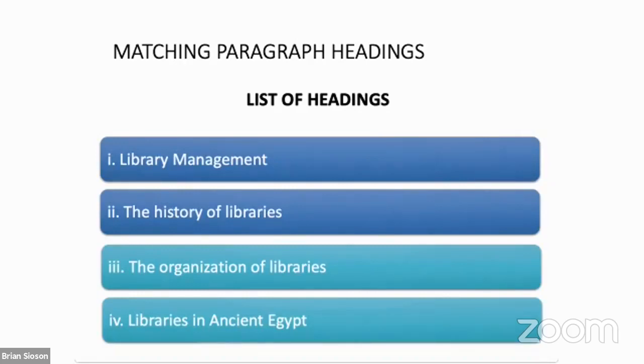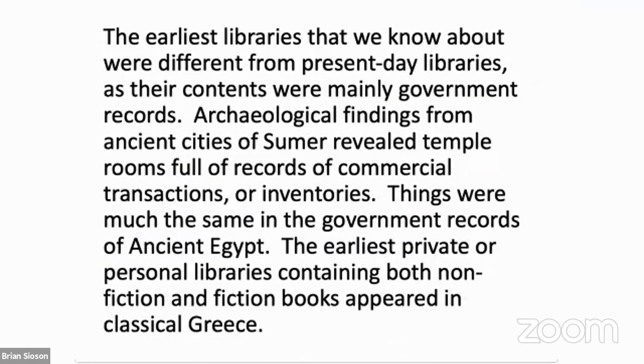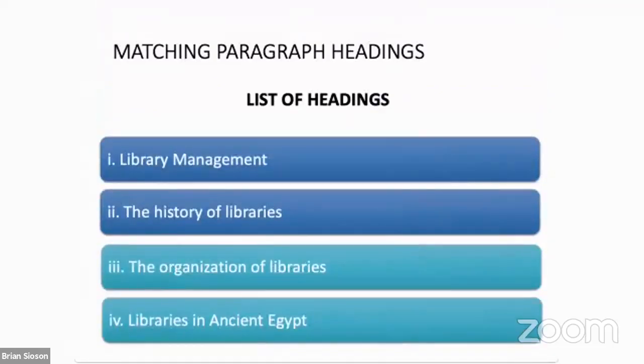3, the organization of libraries. Is there anything here that talks about how libraries are organized or were organized before? I think we have organization here. Yeah, we do. They were government records. There were commercial transactions. There were inventories. There were nonfiction and fiction books. Right? So I think organization is a possible response.